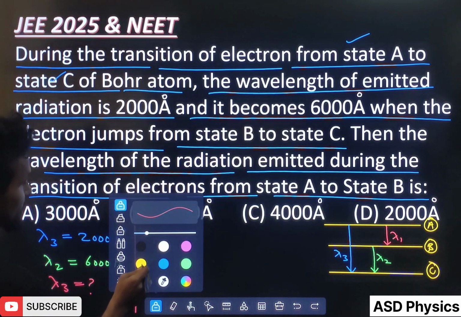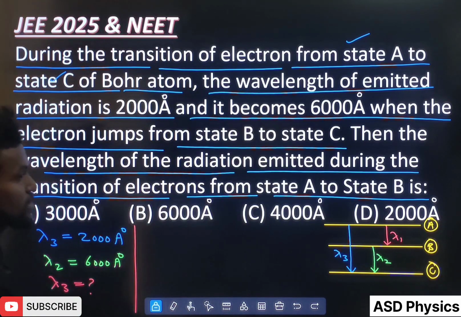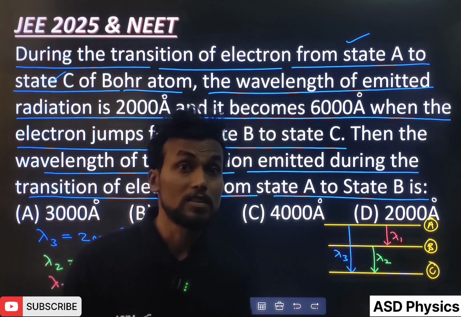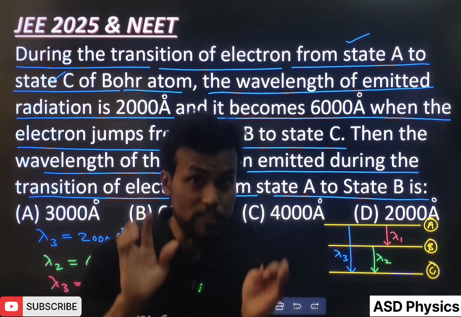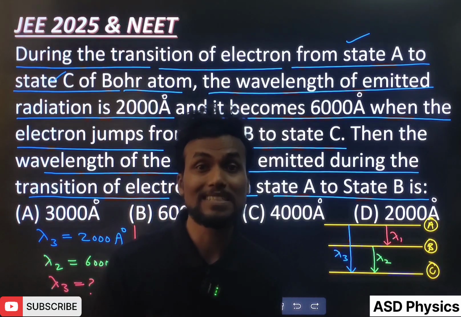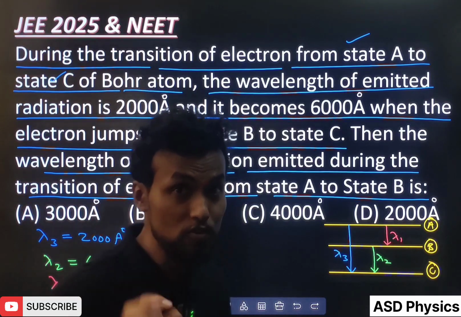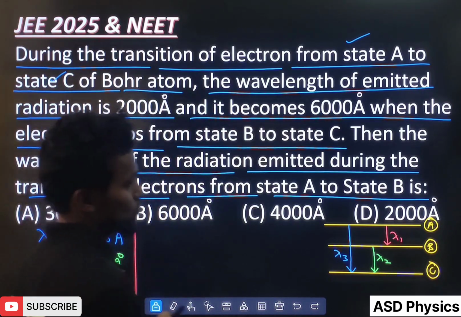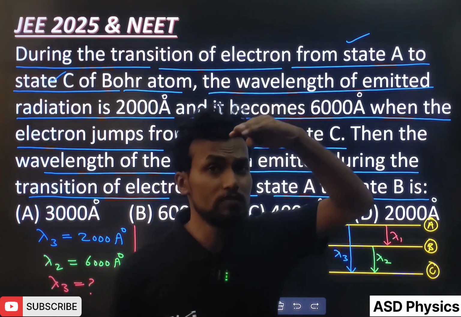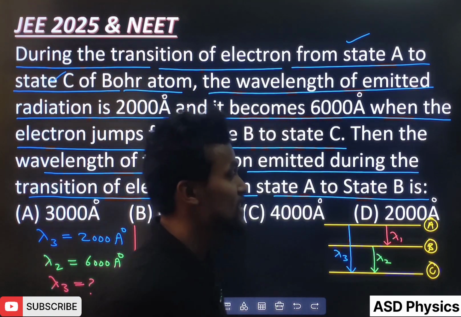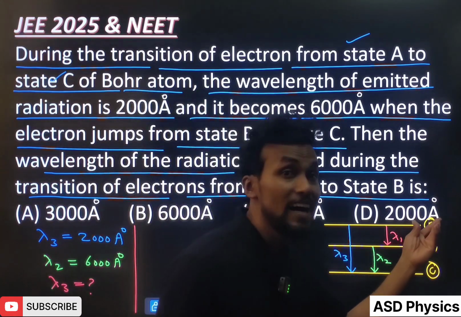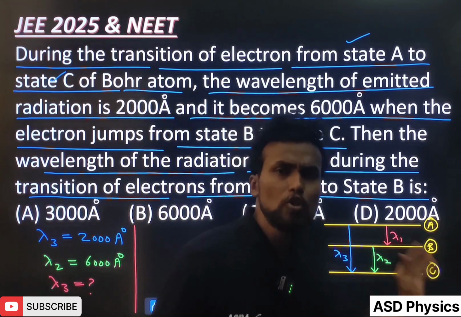Now after that, remember one thing right here, let me write the equation. According to the third postulate of Bohr, E2 minus E1 is equal to h nu, or we can say E2 minus E1 equals hc by lambda, because nu equals c by lambda. So we are going to use that. Remember that when the electron jumps from the higher energy state to the lower energy state, only then emission spectrum takes place. So A is the higher energy state and C is the lowest energy state.